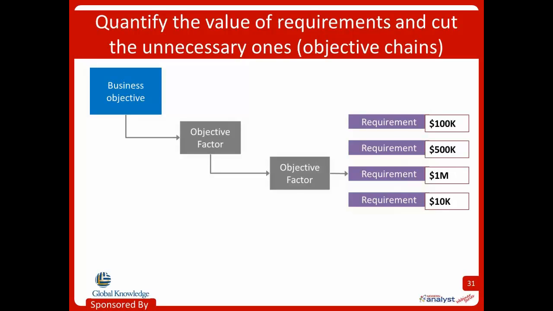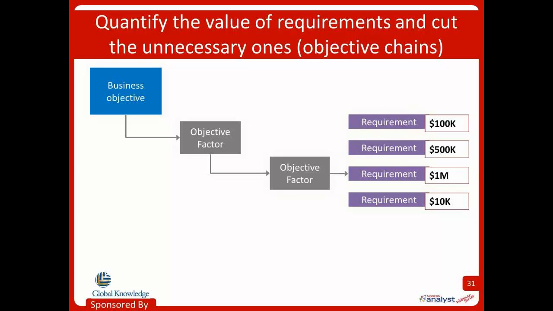This is a model called an objective chain. What it does is it ties requirements back to our business objectives, and it assigns a benefit for each requirement or set of requirements. Sometimes we can call these feeders, those things on the right in the purple. These are basically links in a hierarchy that tell us how much the requirements are going to contribute to the overall business objective.